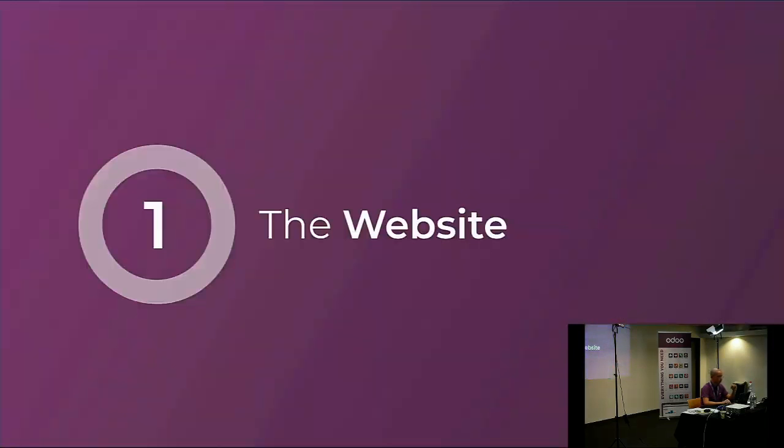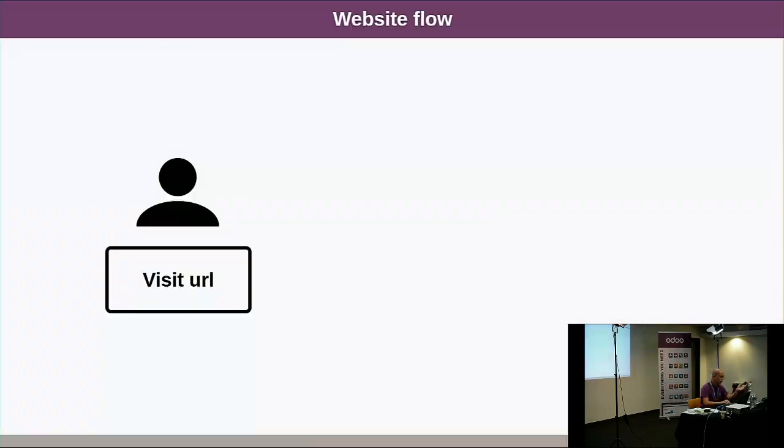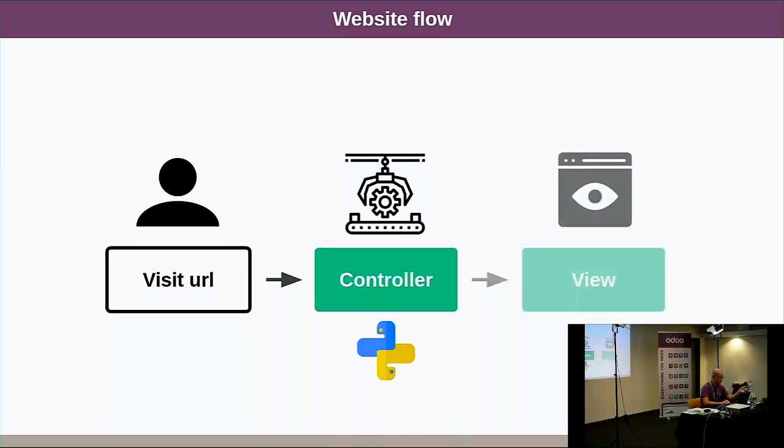So the first thing, the website. We're going to make a simple flow of the user in Odoo. When the user visits a URL, it goes to a controller. The controller is, as I said already, created in Python. And then we render the view. For the view, we use QWeb, HTML, and JavaScript.